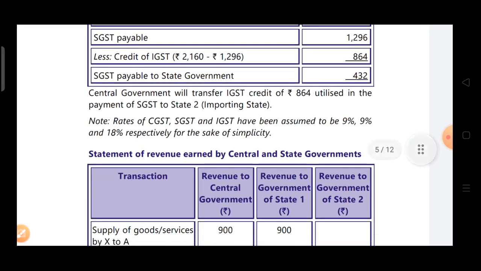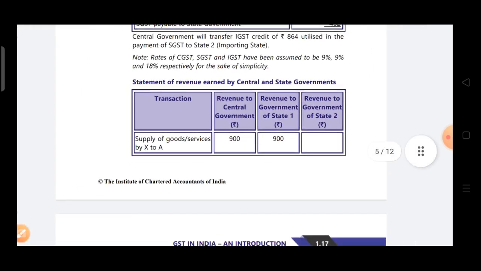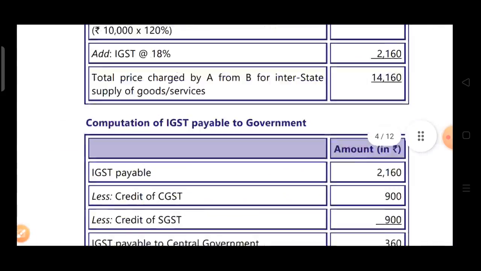Now again note they have given 18%. Now this is the final statement based on the 3 cases of illustration 2. See, the first transaction was between X and A. So when goods were supplied by X to A, then revenue was 900 and 900. See scenario 1.